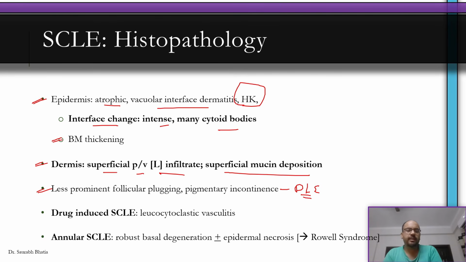In drug-induced SCLE, you can have other features like leukocytoclastic vasculitis, while in annular SCLE, you can have robust basal degeneration, with or without epidermal necrosis. And if epidermal necrosis is seen, you can have erythema multiforme-like lesions, which is seen in Rowell syndrome. So in Rowell syndrome, you have EM-like lesions in a lupus patient. Clear? Let's move forward.